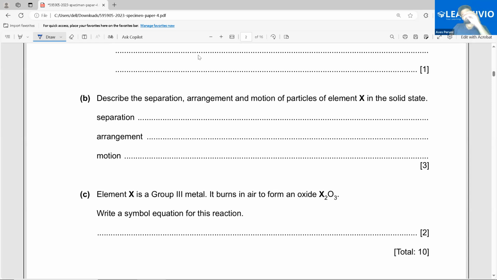Understood? Yes. Describe the separation, arrangement and motion of particles of element X in the solid state.